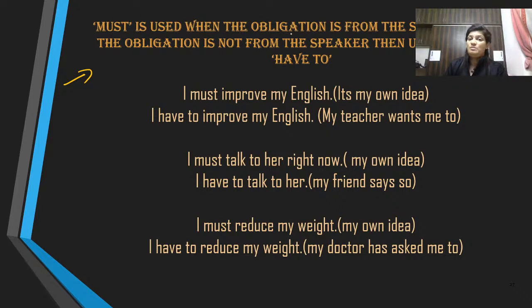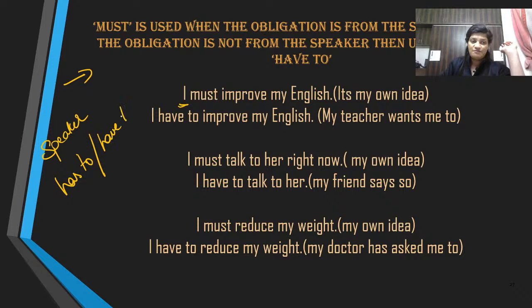Must is used when the obligation, okay, it's a little bit hidden over here. So listen to what I'm reading. Must is used when the obligation is from the speaker. Who's the speaker over here? The subject is the speaker. Must is used when the obligation is from the speaker. When the obligation is not from the speaker, you use either has to or have to, when it is from the other person.